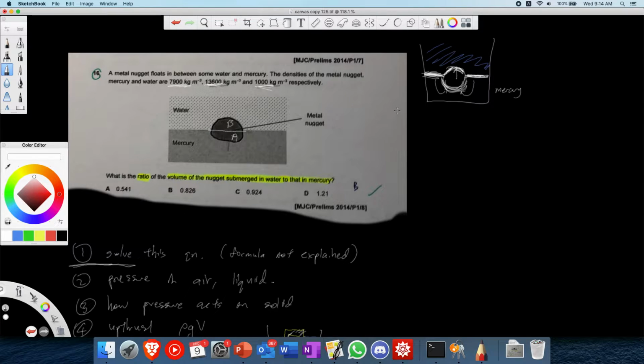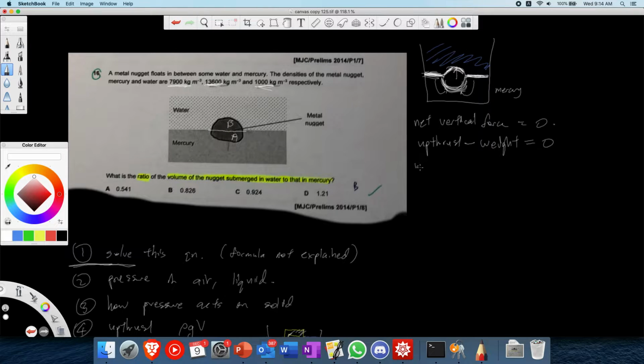First of all, when this thing is floating, the net vertical force equals 0. So what are the vertical forces acting on this metal nugget? Number one is the upthrust, which acts upwards. And number two is the weight, which acts downwards. That's all the vertical forces there are, and that equals 0.